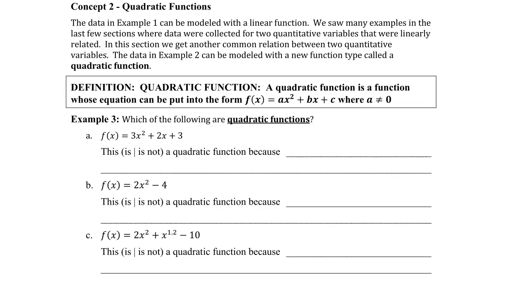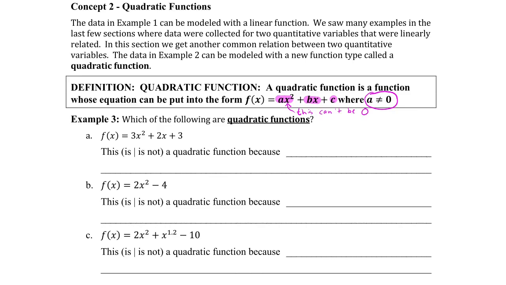It turns out that data sets like the one in example 2 can be modeled with what's called a quadratic function. You might have encountered quadratic functions in a previous algebra class. Quadratic functions can be written in the form a number times x squared plus a number times x plus a constant. And the only requirement then is that that first number a can't be 0, right? So what that means is that this first term here can't be 0.